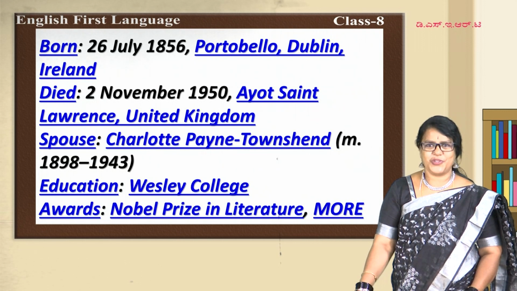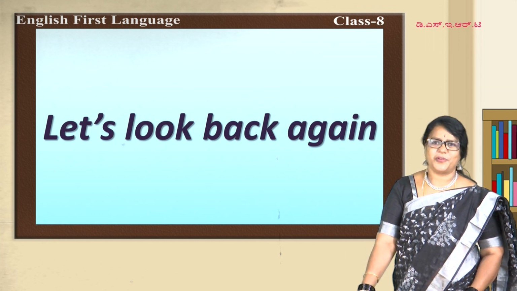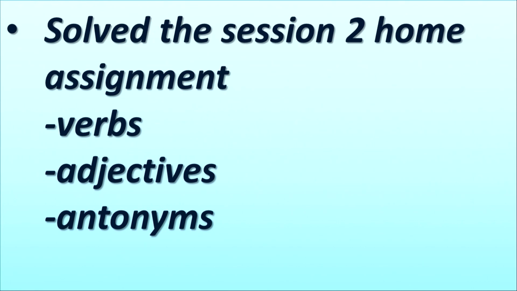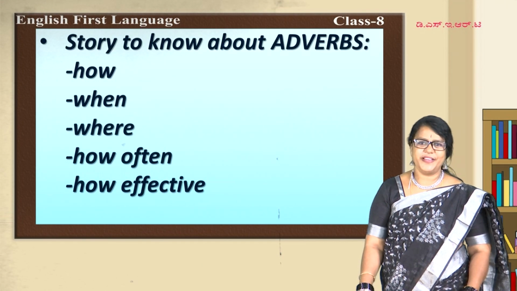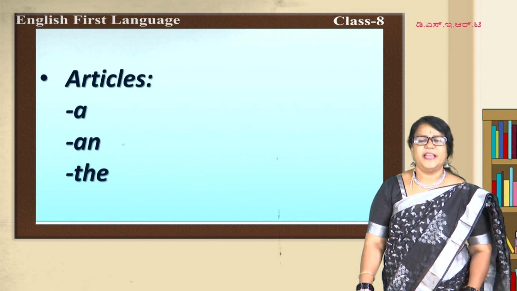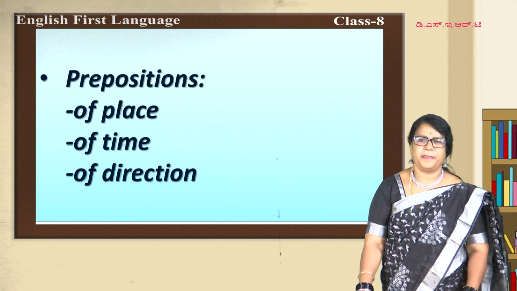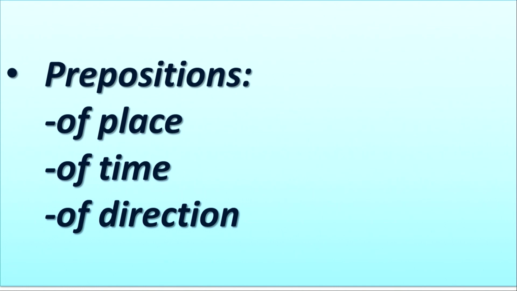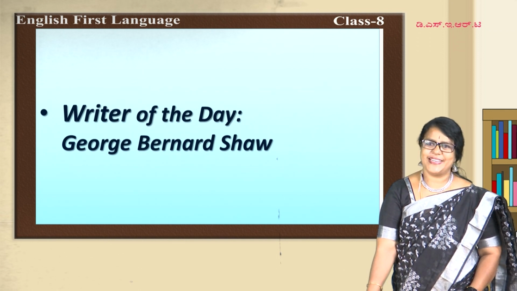Children, these were the things for today. Let's look back again and recall what we have come across for this session. We solved the session 2 home assignment: verbs, adjectives and antonyms. Story to know about adverbs: how, when, where, how often and how effective the adverbs occur. Then about articles: a, an and the, when they are to be used. Prepositions: prepositions of place, of time, of direction. And writer of the day: George Bernard Shaw.